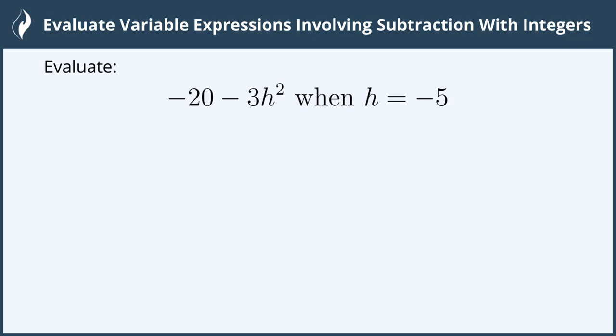Hi everyone! In this video, we will evaluate variable expressions involving subtraction with integers. Evaluate negative 20 minus 3h squared when h equals negative 5.